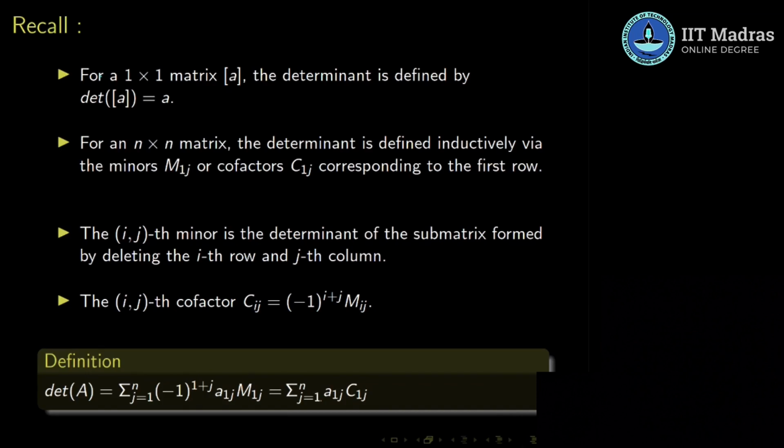So, why did we study the ijth minor or the ijth cofactor? Because it has not occurred so far. That is one of the things we will see in this video, and we will also see some other properties of the determinant. So, why did we define the ijth minor or the ijth cofactor?